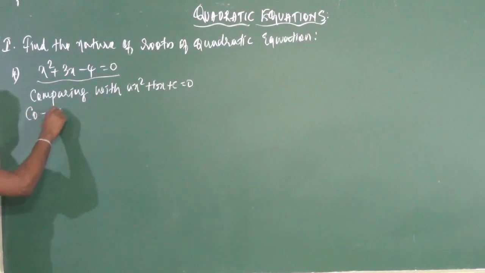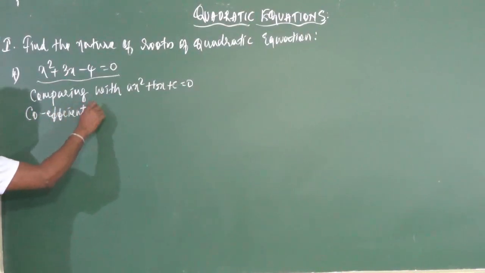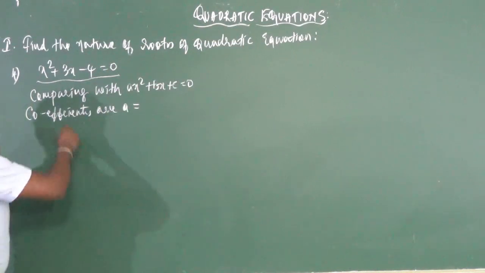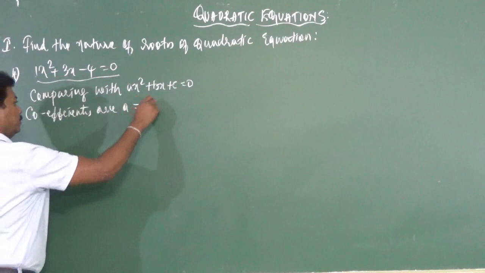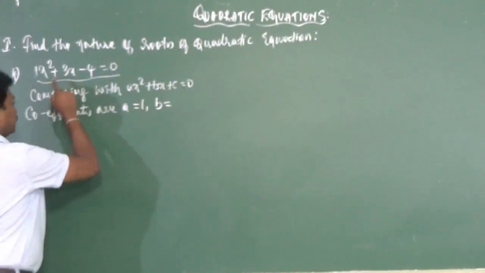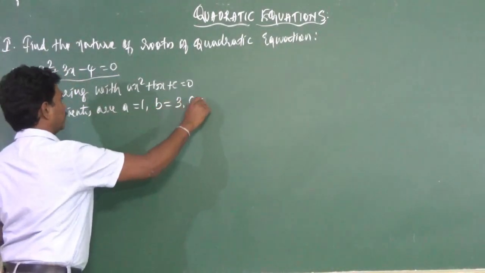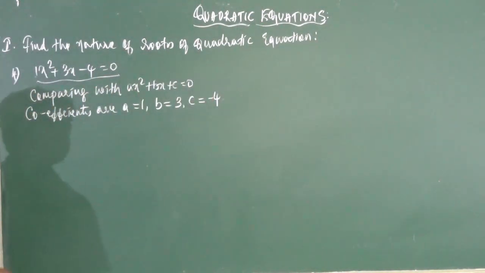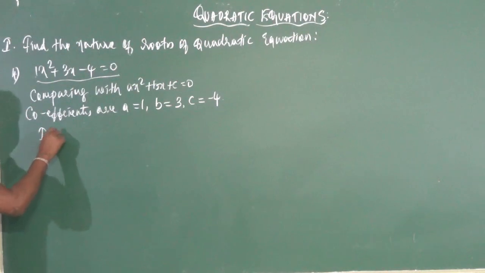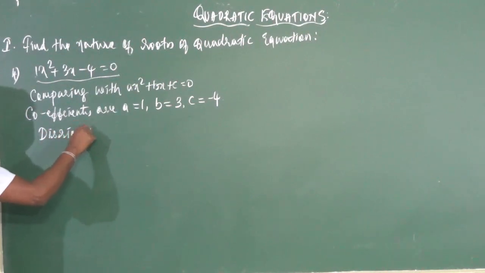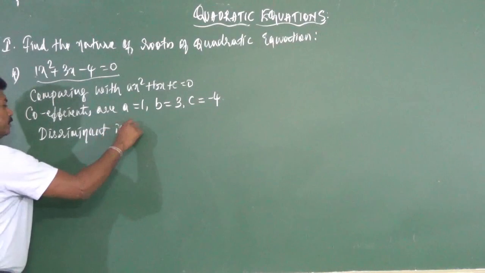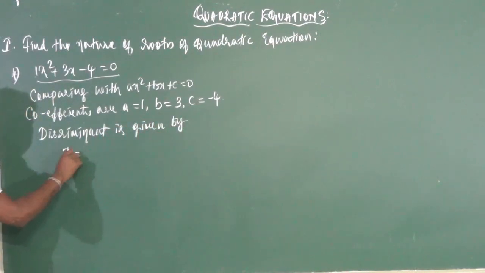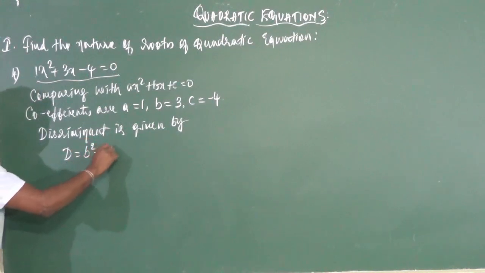The coefficients are: a is equal to 1. The x square coefficient is 1. b is equal to 3. c is equal to minus 4. Exactly. So I will write the discriminant. So discriminant is given by D is equal to b square minus 4ac.